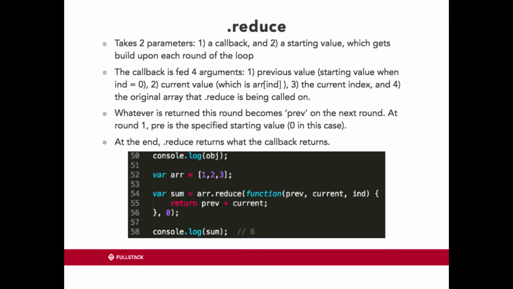So when reduce passes to the callback, it skips the first element, but it starts with the second element, right? And it says, what is the second element and what is the element right before it? And based on those two criteria, I'm going to do something, and it also has the index as well.